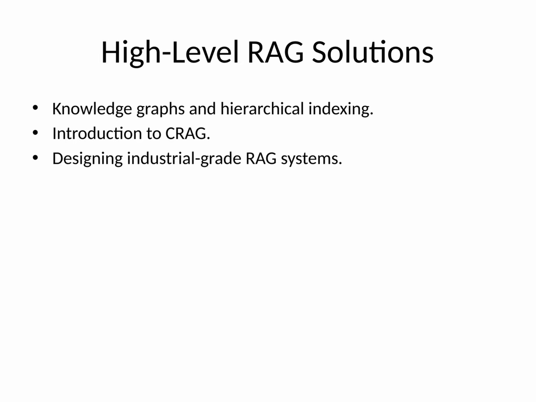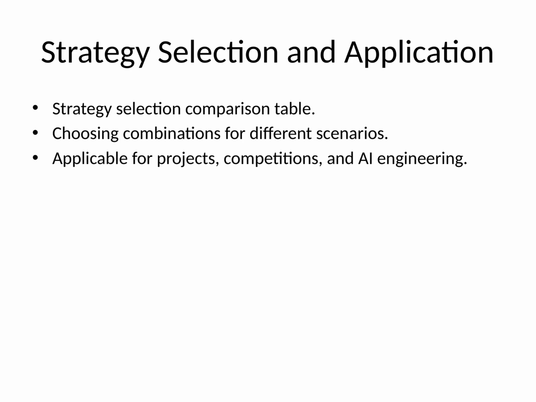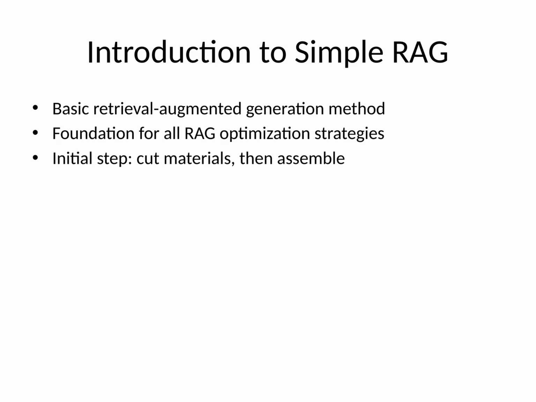We'll also cover high-level solutions like knowledge graphs, hierarchical indexing, and CRAG to help you understand how industrial-grade RAG systems are designed. Finally, I'll provide a strategy selection comparison table to show you which combination to use in different scenarios. Whether you're working on a graduation project, competing, or joining a big company for AI engineering, you can directly apply these strategies. Let's start with the first method, simple RAG, the most basic retrieval augmented generation method.